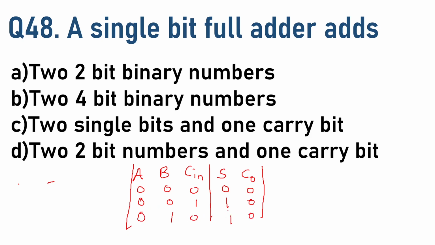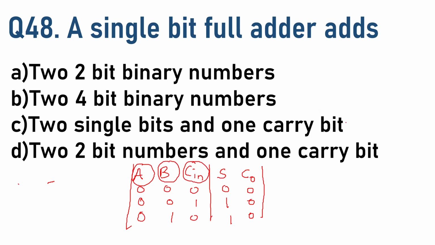In this way, we are going to have all the combinations. It will be 2 raised to 3, so we'll have 8 combinations of the inputs that we can give. But the question asked here is, what are we actually going to add? A single bit full adder adds what? Here we can see it is going to add one bit, a second bit, and a carry bit. So two single bits and one carry bit.